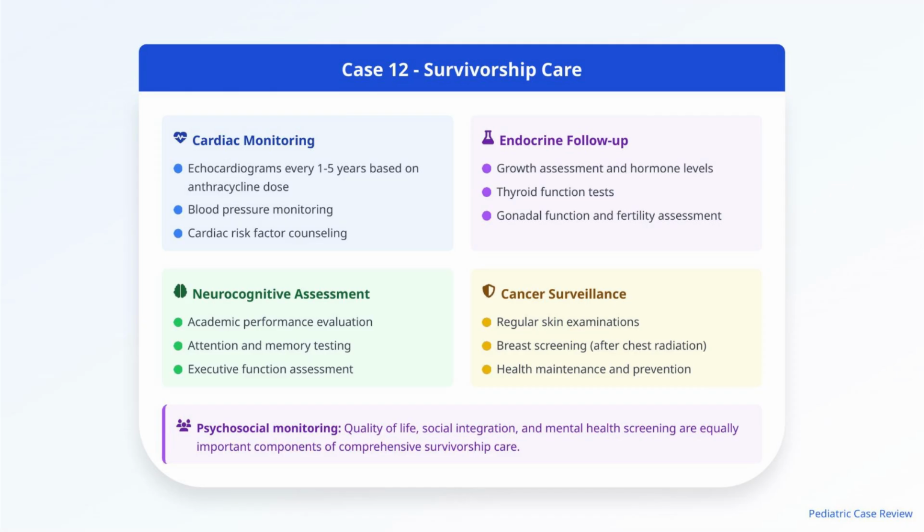Neurocognitive assessment should evaluate academic performance, attention, and memory, especially in younger children who received central nervous system-directed therapy. Screening for secondary cancers includes regular skin examinations and, for those who receive chest radiation, appropriate breast cancer screening. Equally important but often overlooked is psychosocial monitoring, which should address quality of life, social integration, and mental health. The goal of comprehensive survivorship care is not only to detect and manage late effects, but also to optimize overall health and well-being in survivors of childhood leukemia.